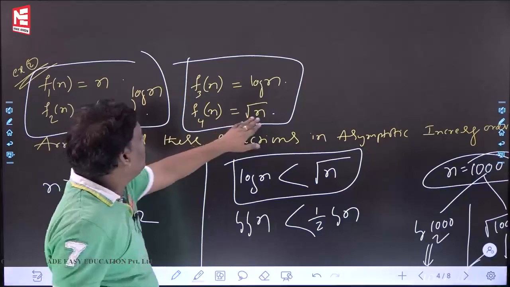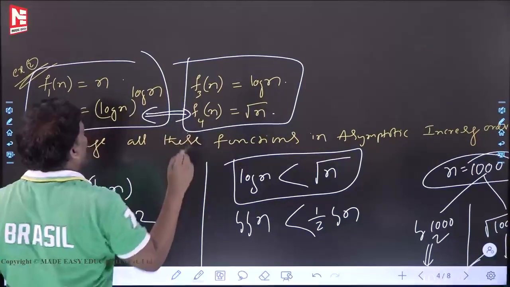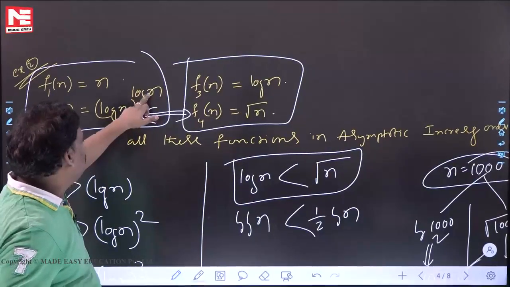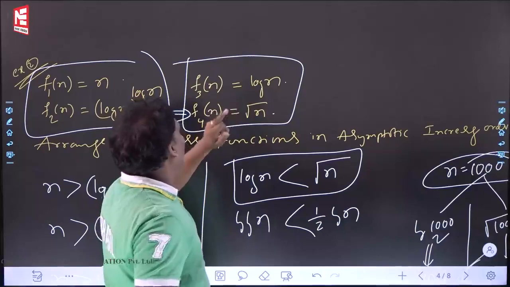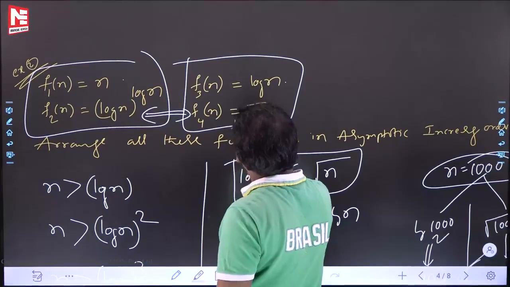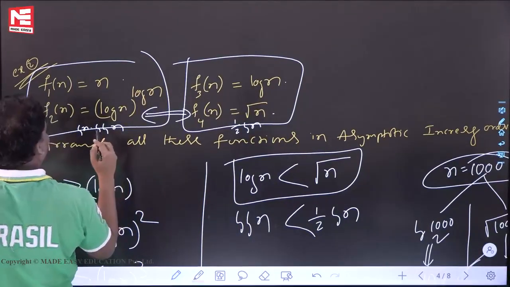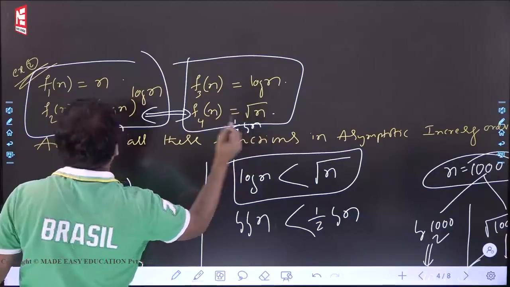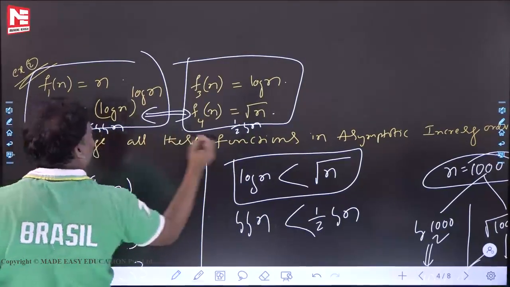If you can give the direct answer, well and good. If you are not able to say which is bigger, apply log now. If you apply log here, what is the answer? Log n into log n. But this one, 1 by 2 into log n. What is this value? 1 by 2 into log n. This value, log n into log n. This is going to be 1 by 2 log n. This is going to be log n into log n. Fine. I think log n on both sides cancels.